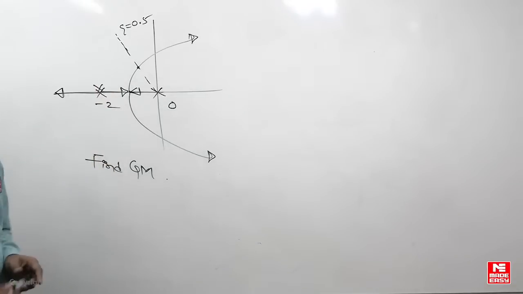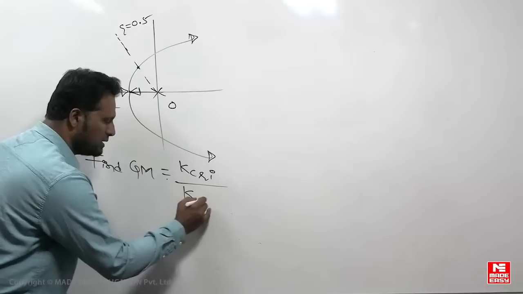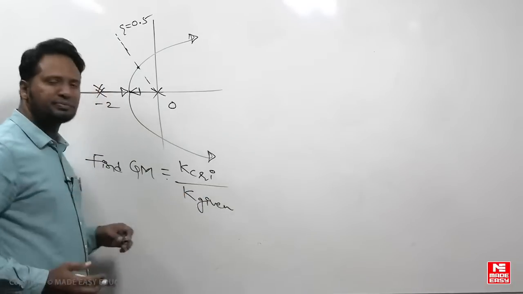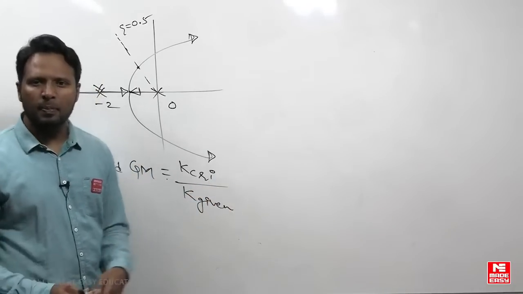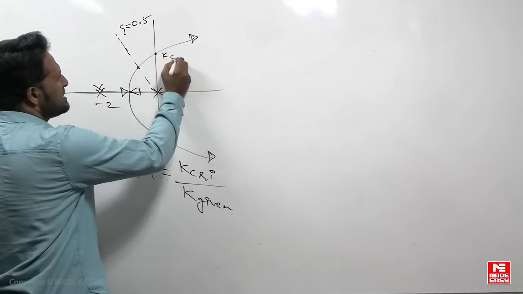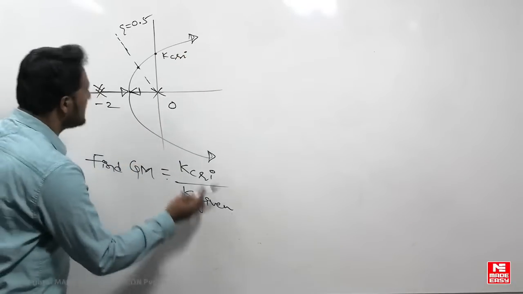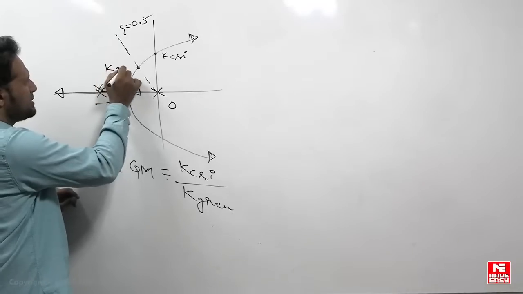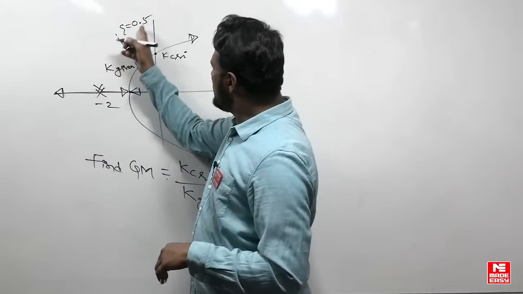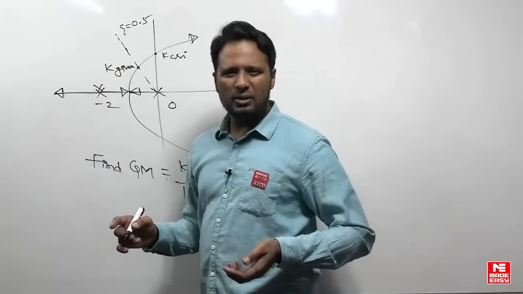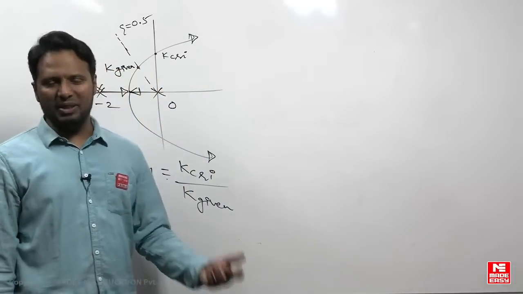In this question you have to find the gain margin. Tell me, what is the formula of gain margin? K critical upon K given. The formula of gain margin is K critical upon K given. What is K critical? It is at this point. It will come from the RH criteria. What is K given? It will be at this point. So what is he telling us? Find the K for zeta 0.5, and find K critical using the RH criteria. K critical by K given will be the gain margin of this system.